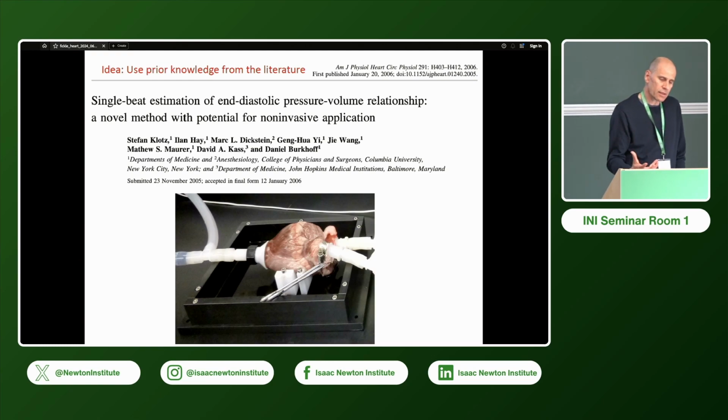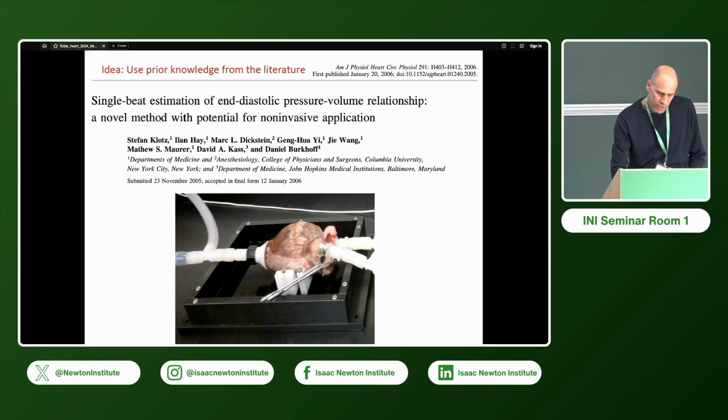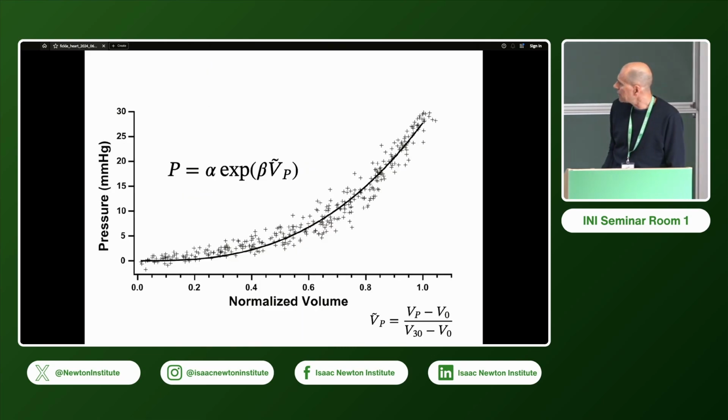So the idea then is, because we do Bayesian analysis anyway, to use prior knowledge from the literature, and we want to use the Klotz prior. Gernot had already alluded to that in his talk. That's a study where the authors looked at the pressure being applied to the left ventricle of an ex vivo heart, and they measured the volume change. And then they look at the normalized volume, which you see at the bottom right.